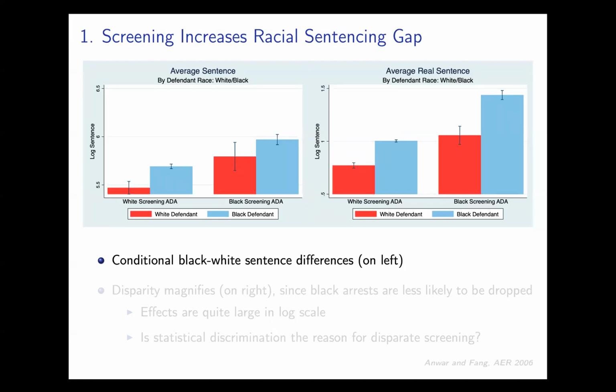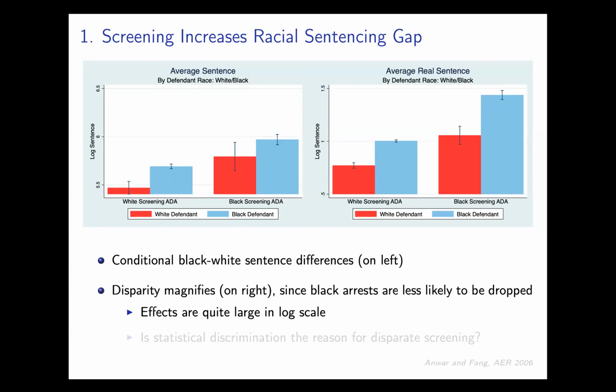But on the right, once you include those that are sent home and impute a 0 for the effective sentence length, the disparities magnify. And that's because the Black arrestees are less likely to have their charges dropped. And the effects are quite large on a log scale.